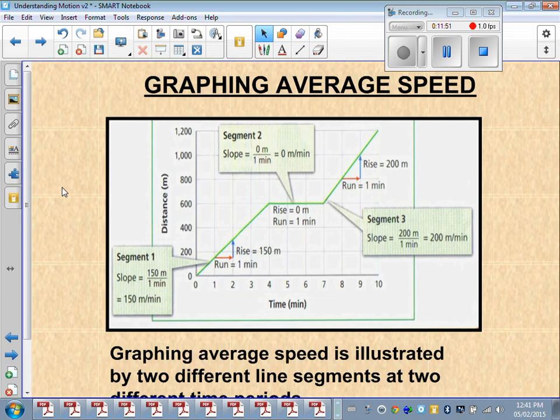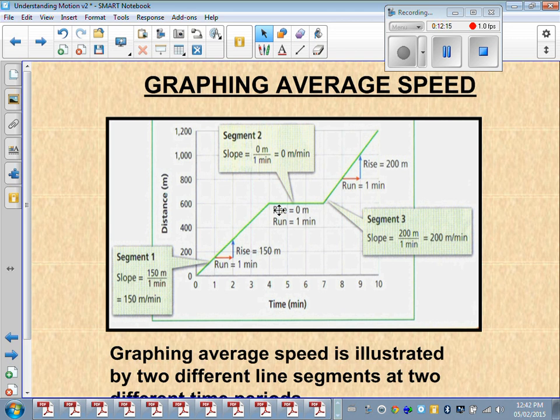So we're going to move on in class. We'll talk about looking at motion graphs. I've introduced you to two, just an introduction. We talked about position graphs, position time graphs, and we talked about velocity time graphs. Now we will look at different scenarios for each one of those. And we will build up to looking at a distance time graph like we have here.